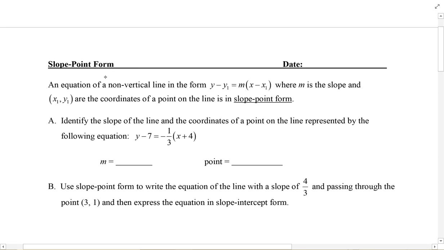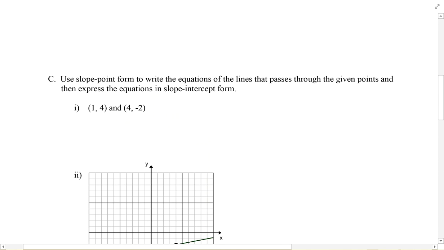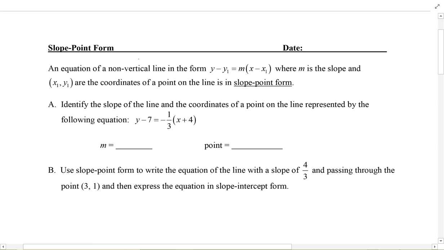Basically this is a really mathy version of notes here. It's saying that it doesn't work if it's straight up and down, because that's a weird line. That's an anomaly, okay? And we have our slope point equation. It is this: y minus y1 equals m(x minus x1).